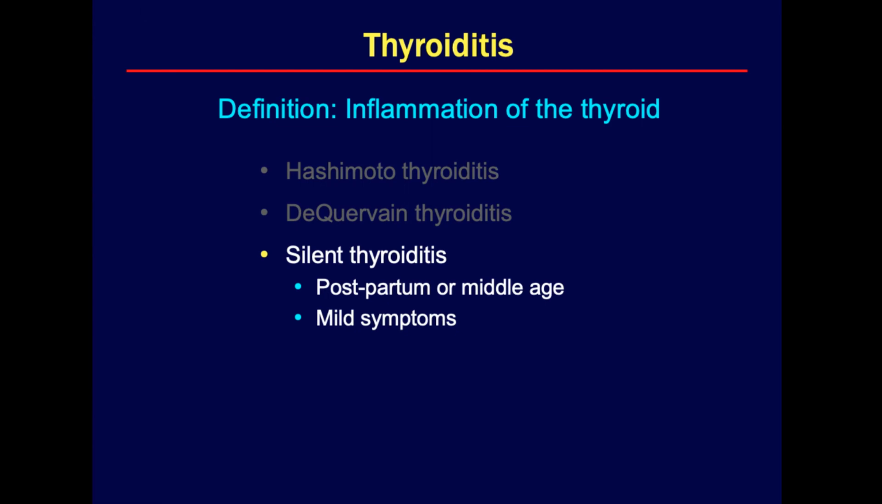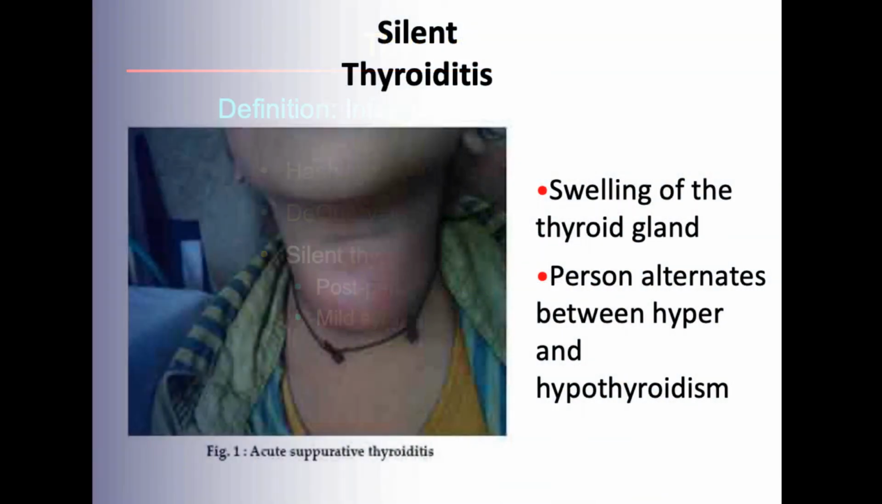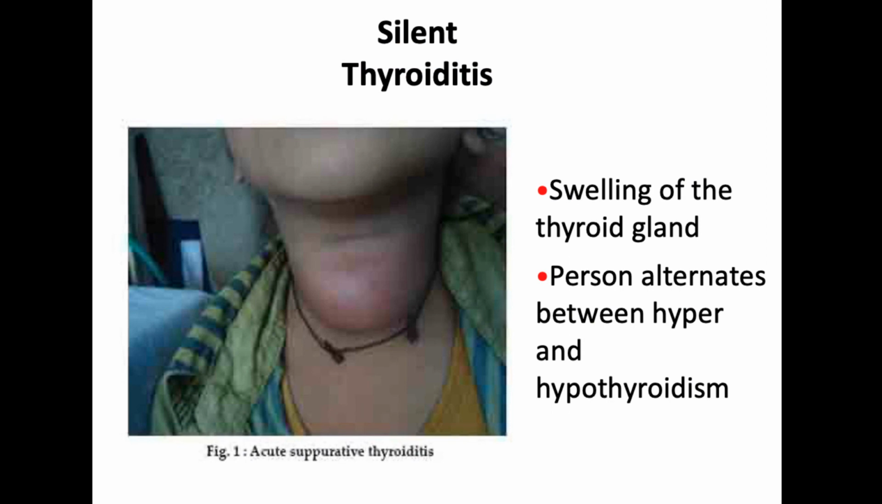Silent thyroiditis can also be postpartum or middle age. It's also mild symptoms. And there are a lot of women who will have a baby, and then the stress, of course, of pregnancy and carrying the baby will cause a thyroiditis or a swelling of the thyroid leading to hypothyroid symptoms. And of course, one of the things that could happen is that the thyroid gland can swell and you get what we refer to as a goiter.